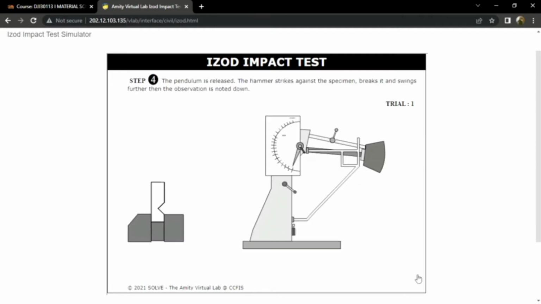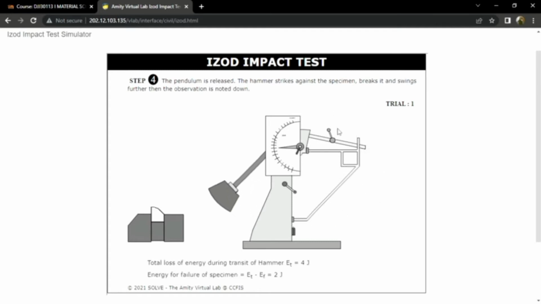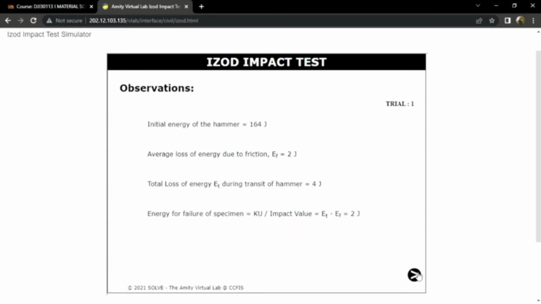Step 4 is the pendulum is released. The hammer strikes against the specimen, breaks it and swings further, then the observation is noted down. So here we will see that the total loss of energy during transit of hammer, ET, is 4 J, and energy for failure of specimen is ET minus EF equals 2 J. So here is the observation that I've just read.